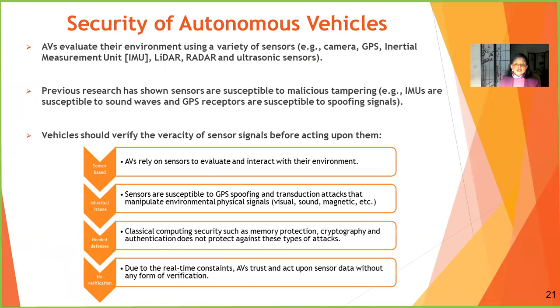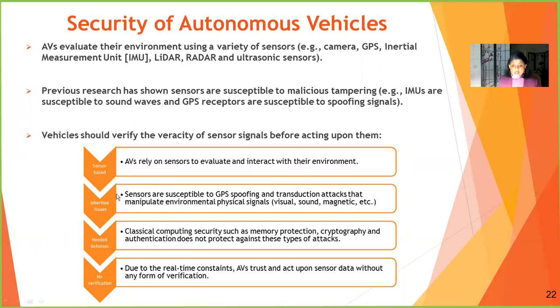Okay, so security of autonomous vehicles. AVs evaluate their environment using a variety of sensors: camera, GPS, inertial measurement units, LiDAR, radar, and so on. Previous research has shown sensors are susceptible to malicious tampering. IMUs are susceptible to sound waves, GPS receptors are susceptible to spoofing signals. Vehicles should verify the veracity of signals before acting, right? So these transportation IoT systems are sensor-based. AVs rely on sensors to evaluate and interact with the environment, fine.